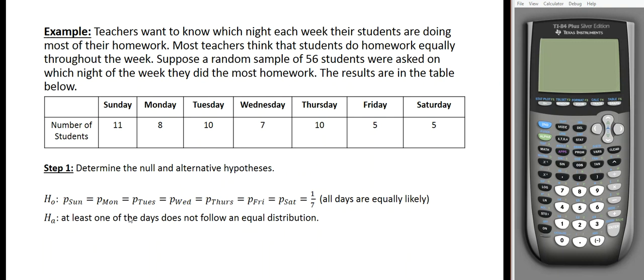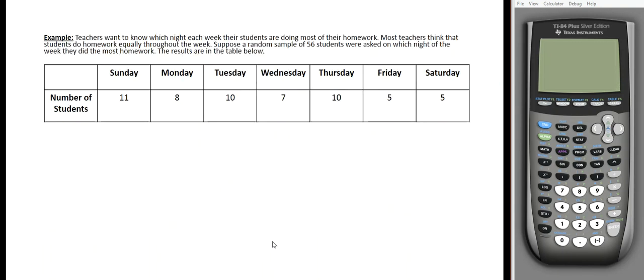So it wouldn't matter which day, it just wouldn't be 1 over 7. So our null and alternative hypotheses are slightly different than what we've been writing before. So we're going to write that alternative in words instead of notation. Okay, so here's that example again, just in case we need those numbers.